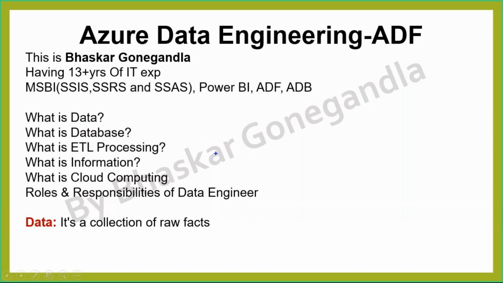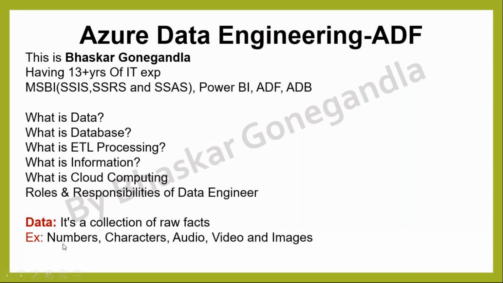Data is a collection of raw facts in the form of rows and columns. There will be semi-structured data, unstructured data, and structured data. I'm not going into that particular area at this point of time. We are going to talk about it later. Examples, as I said, are numbers, characters, audio, video, images. All these are data.